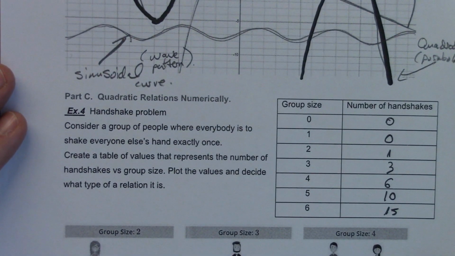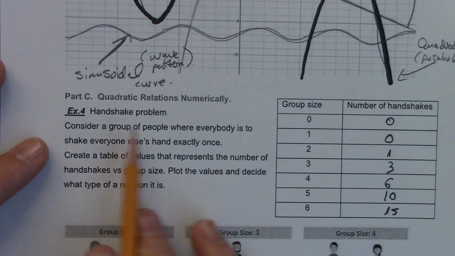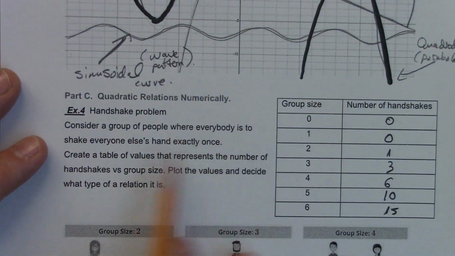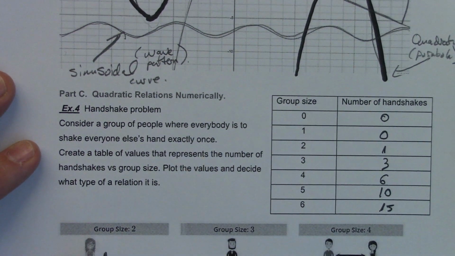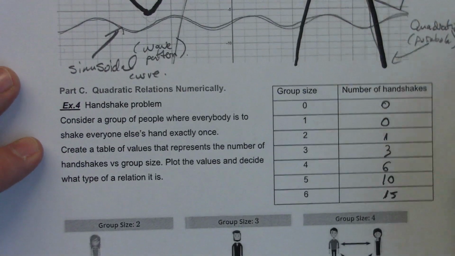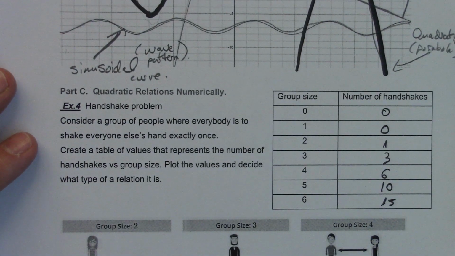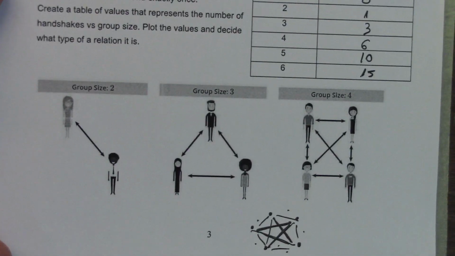4. Handshake problem. Consider a group of people where everybody is to handshake everyone else's hand exactly once. Create a table of values that represents the number of handshakes versus group size. Plot the values and decide what type of relation it is. Okay, so let's see what's happening here.